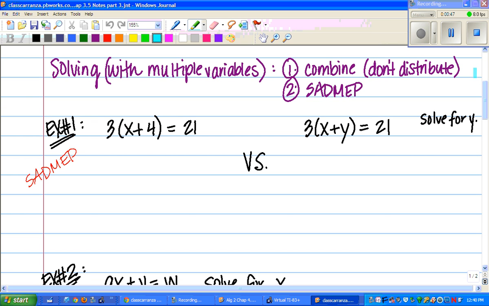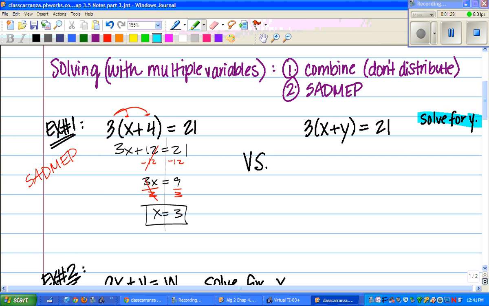Now, example number 1, we've got a problem with one variable, and then we've got a problem with two variables. So we're going to show you the difference. Now, when we have one variable, we're told to distribute, and we get 3x plus 12 equals 21. And then we're going to go through and solve. So you're going to subtract the 12 from both sides. You get 3x equals 9. And to solve for x, you divide both sides by 3. We get x equals 3.